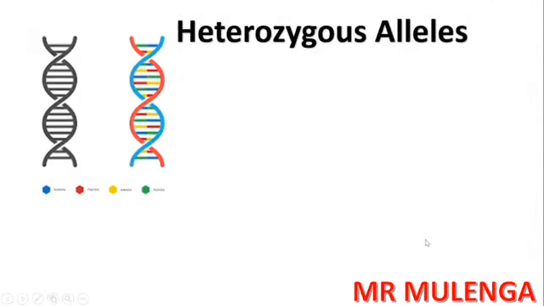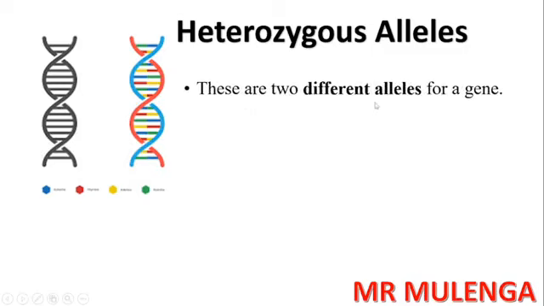Apart from that, let us now look at heterozygous alleles. The word hetero means different. So when you look at heterozygous alleles, we are looking at two different alleles for a gene. Heterozygous alleles are two different alleles for a gene. For example, we can have capital A and small a, capital B and small b, capital T and small t.